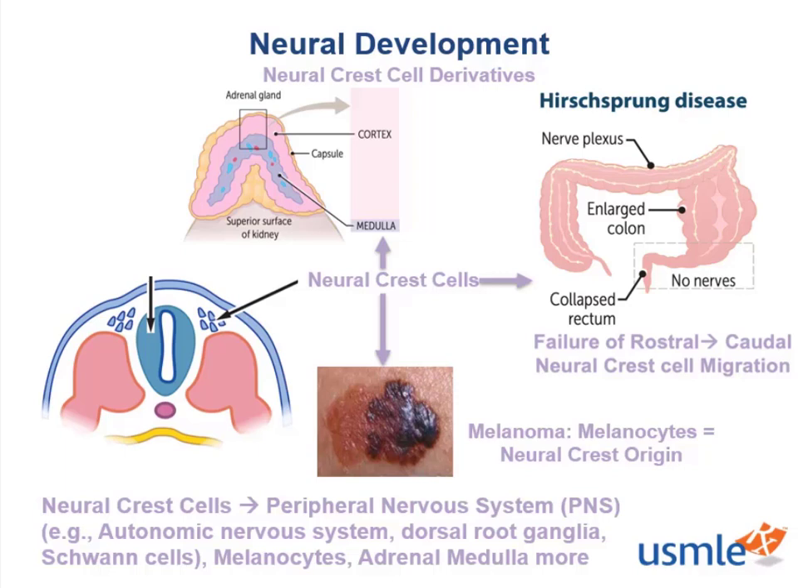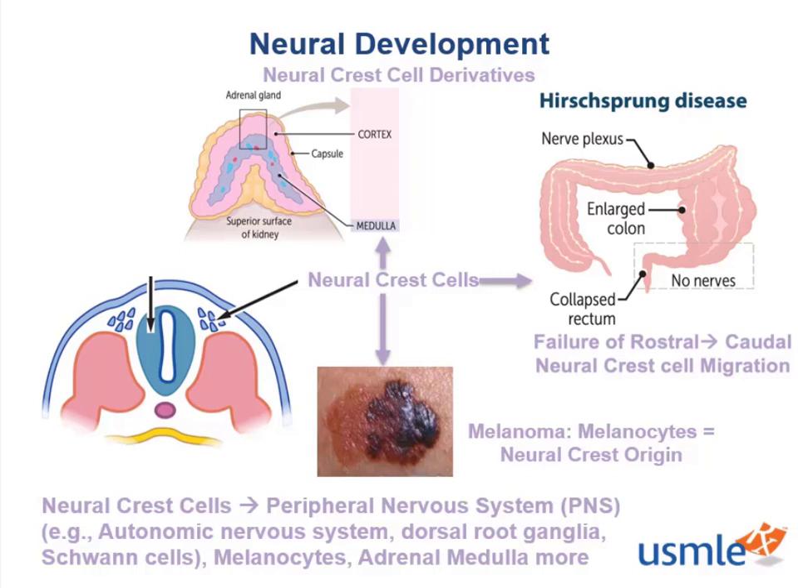So, test makers on step 1 love this question of showing you an image like this, having you apply the ABCDEs of melanoma, that is, that the lesion is A for asymmetric, B for border irregularities, C for color variation, D for diameter greater than 6 millimeters, and E for evolving over time.